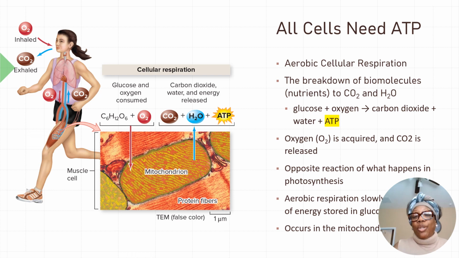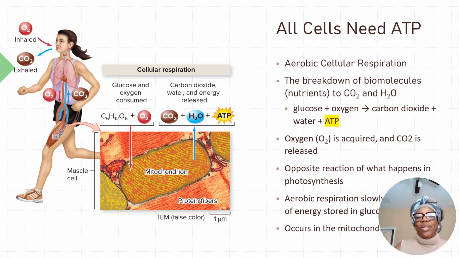What we see here in cellular respiration is the exact opposite of what we may see in photosynthesis, where plants will take carbon dioxide and water to produce food in the form of glucose, and they will give off, as a waste or byproduct, oxygen.